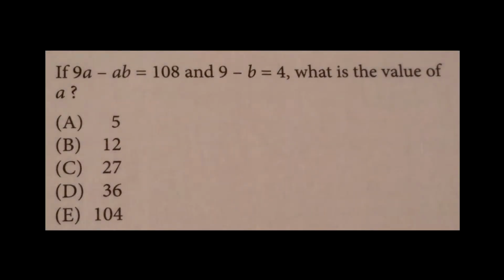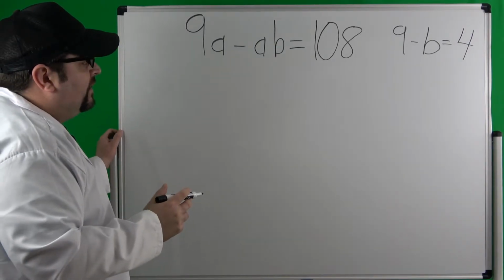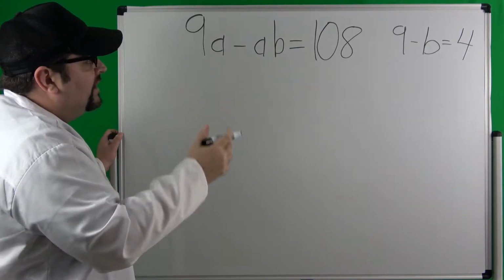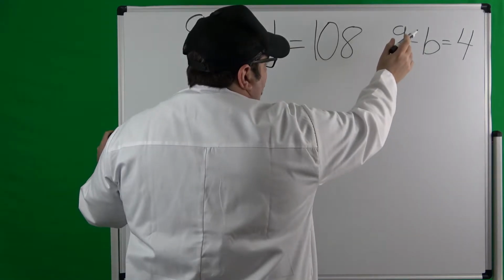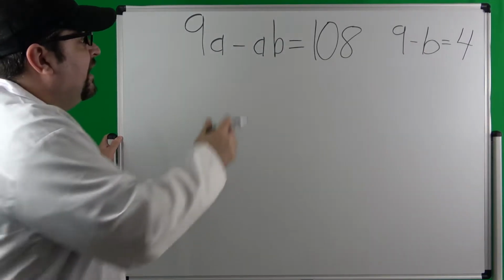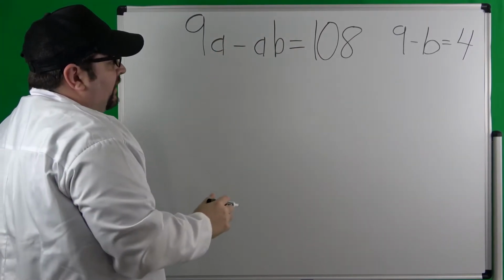If 9a minus ab equals 108 and 9 minus b equals 4, what is the value of a? There are a couple of different ways we can do this. But in this one, the first thing you notice is that I can take this equation and solve for b pretty easily. Then we can use that to plug in here and get a.